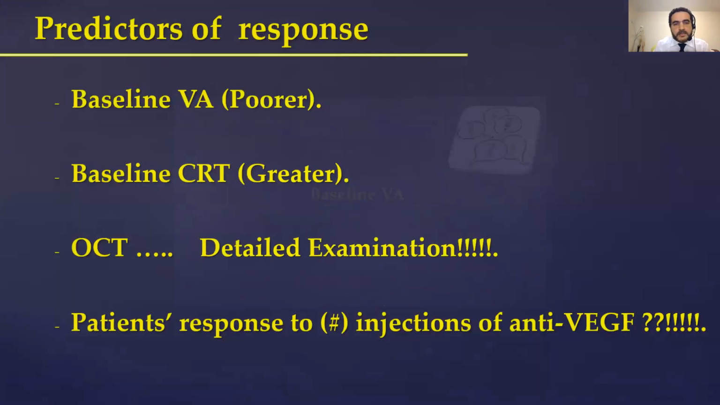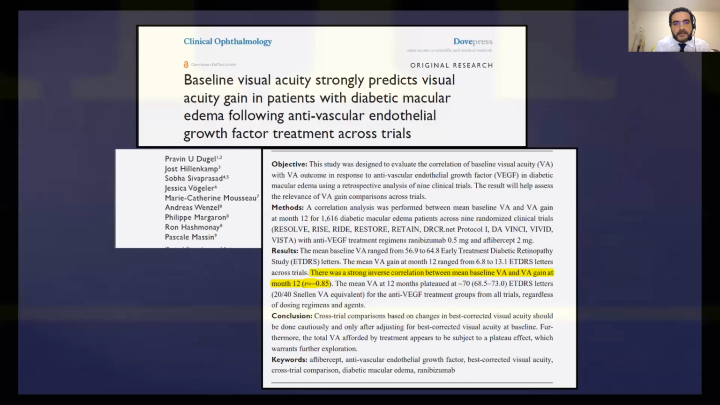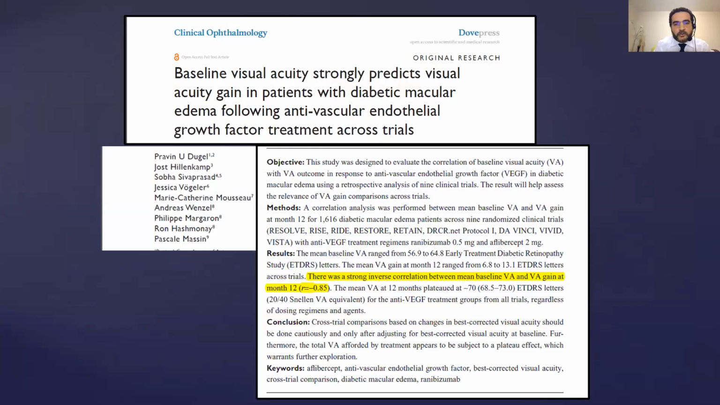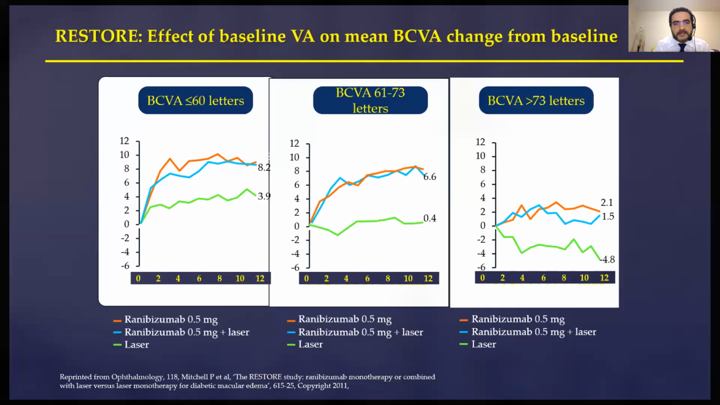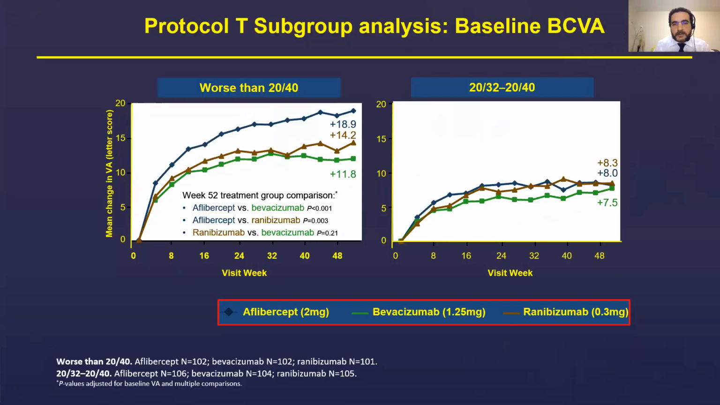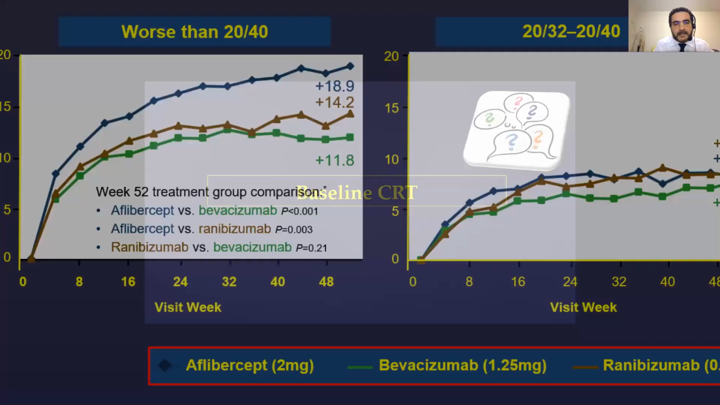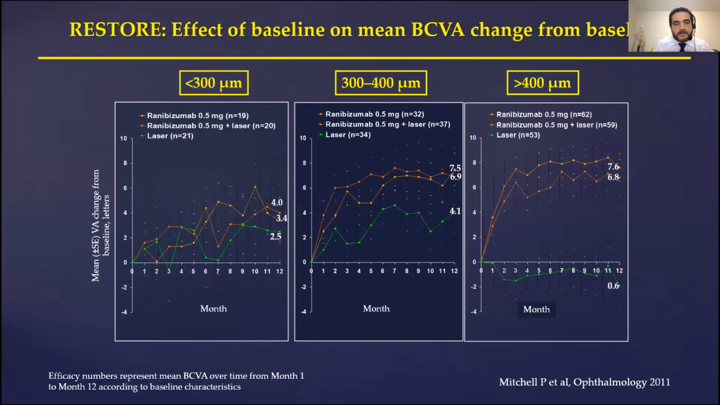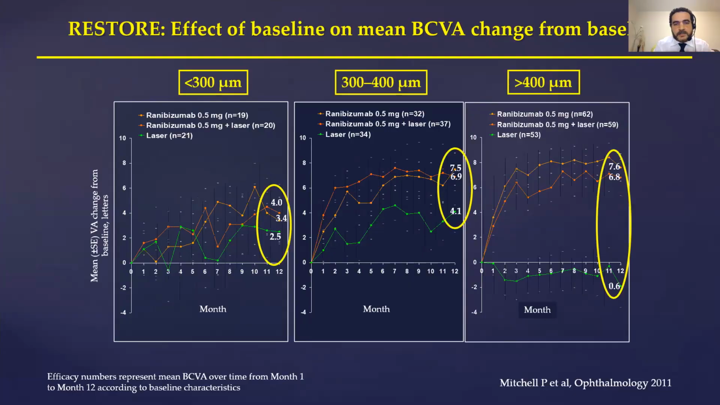I will go through this just to show you the evidence base for baseline visual acuity. We have many trials that prove that. Also the protocol T subgroup analysis, we are all aware of that. Baseline CRT is the same: the thicker, the better. This is a trial from RESTORE.